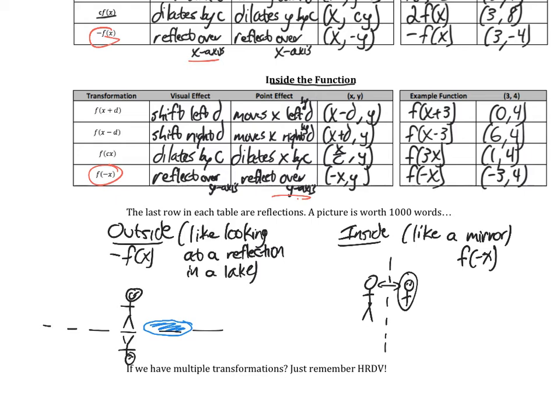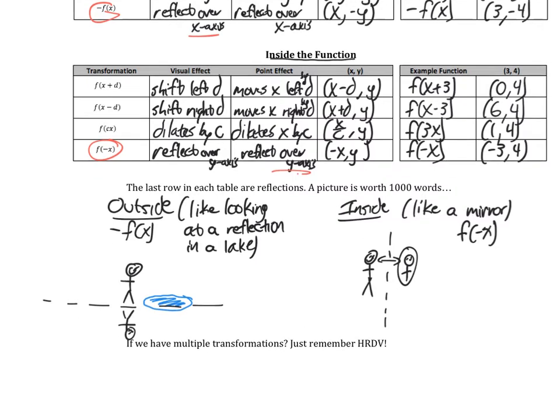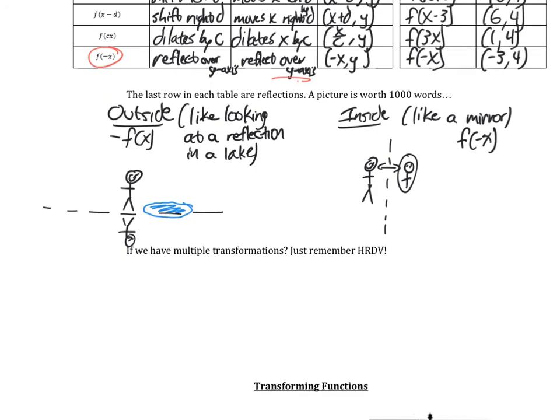But if it's outside the function, it's like you're outside looking at a lake. It's up and down, your reflection's up and down. If you're inside, you're seeing your reflection in a mirror. That's a vertical reflection, right? Think of that as like the y-axis. If it helps, great. If it doesn't, don't worry about it. It's something that some students have liked. Just one last thing here in terms of this.